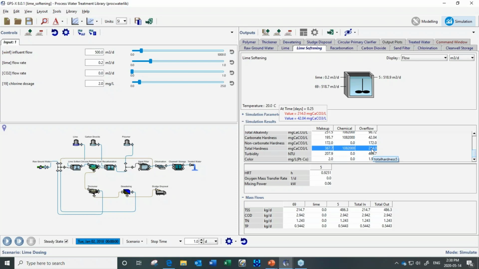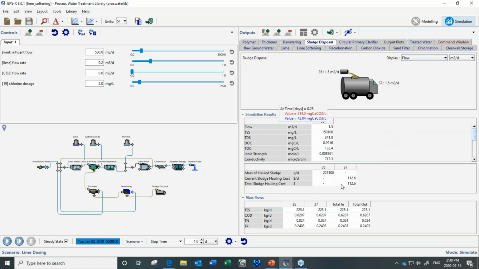And we cannot go below this because there is a known carbonate hardness which cannot be removed by adding lime. So that's why this is probably the bottom line that we can achieve. Even if we add more chemical, it's not going to be helpful. It's only going to generate more solids. So here, if we look at how much solids I'm generating, I can see that now I have 225 kilograms per day of solids that I need to deal with, right?